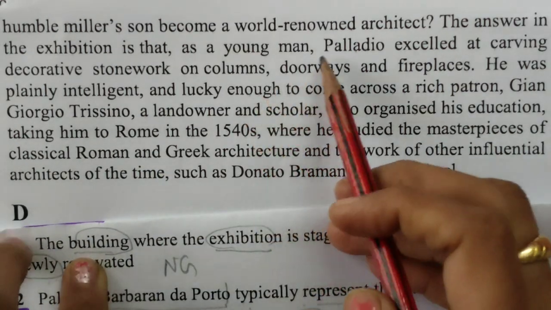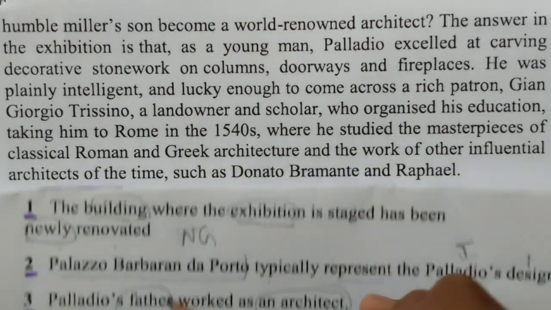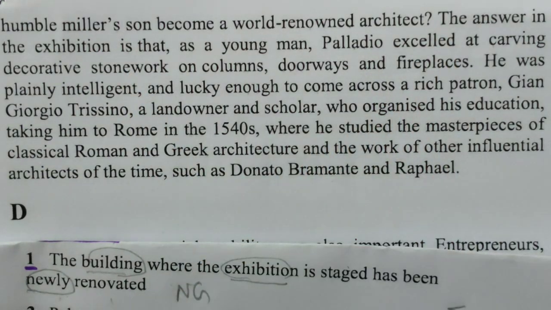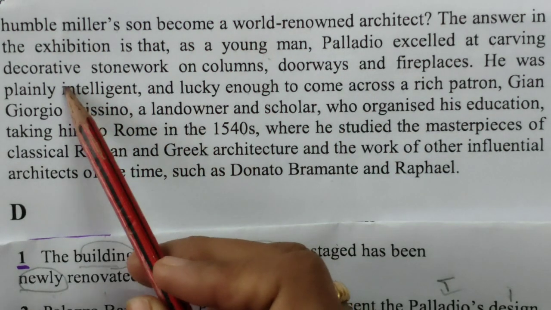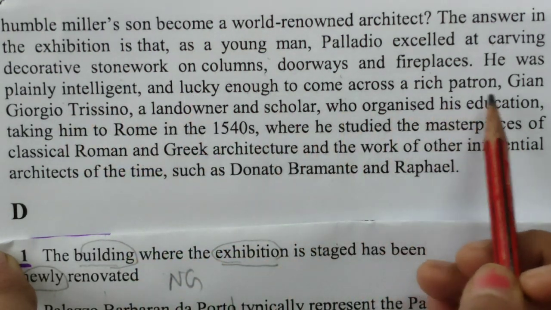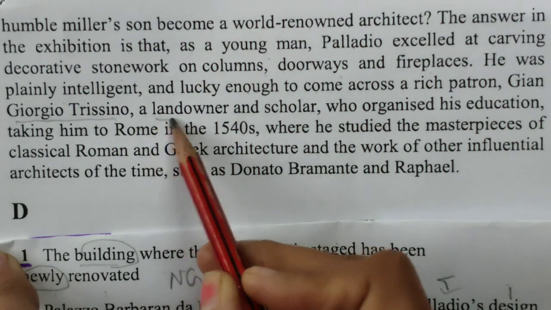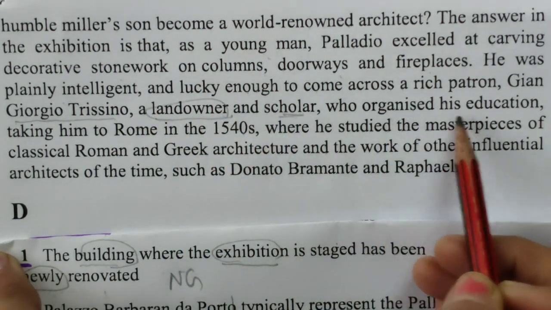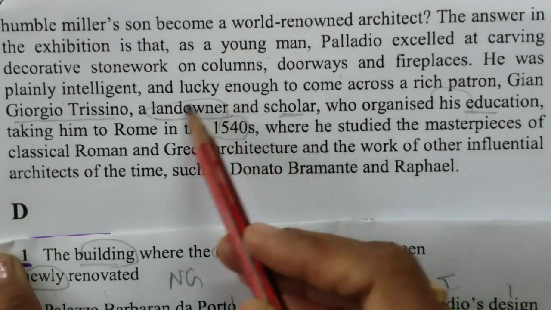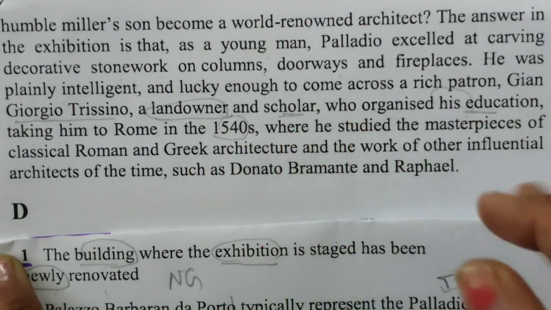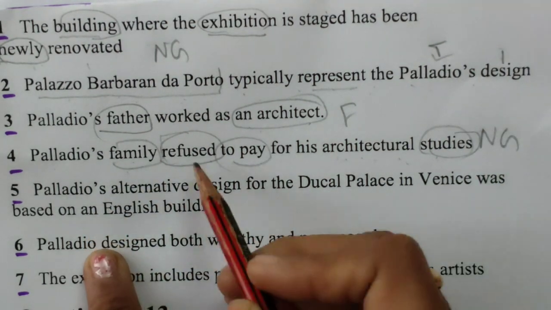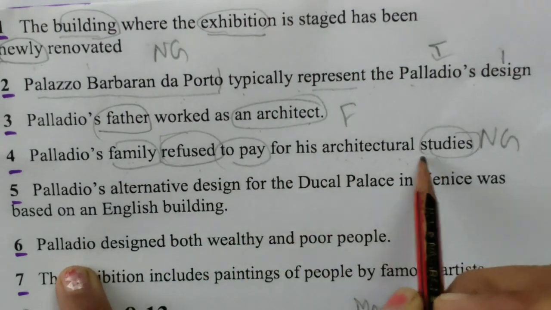Now, in the same C paragraph, we are looking for family. Family refused to pay his studies. Okay, the exhibition says that young man Palladio excelled at carving stonework on columns, doorways, fireplaces. He was plainly intelligent, lucky enough to come across Gyan. This person, a landowner, is a scholar who organized his education, Palladio's education, taking him to Rome in 15. It means the landowner had organized his education, not his family. It means this is not given. So, they have not described anything about whether family refused to pay for his studies.